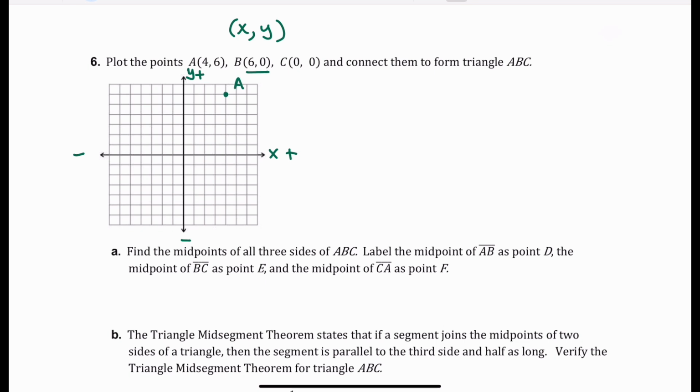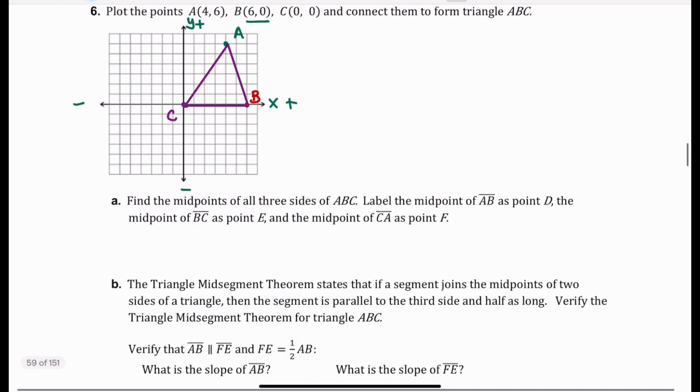B is 6, 0. We go 6 in the x direction. Now, if you have a 0 in the y spot, that means you don't go up or down at all. So we're just going to put a point there. And C is nice and easy at the origin, at 0, 0. We're going to connect those 3 points to form a triangle.